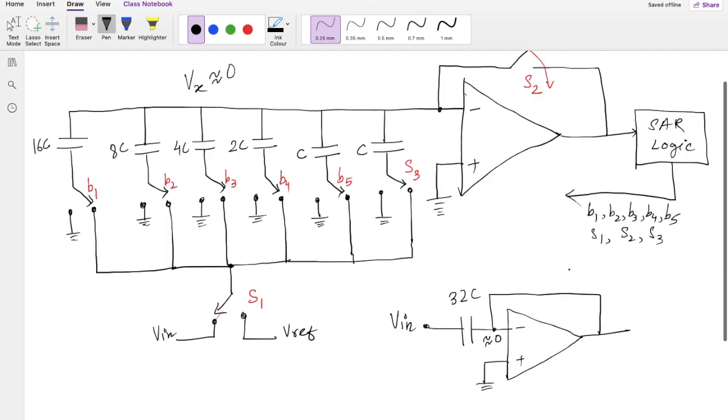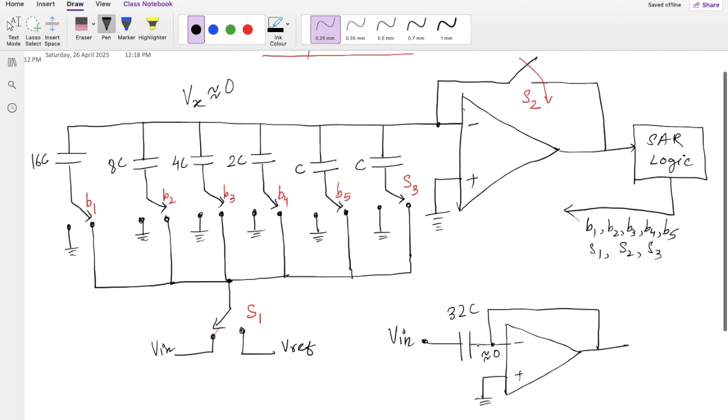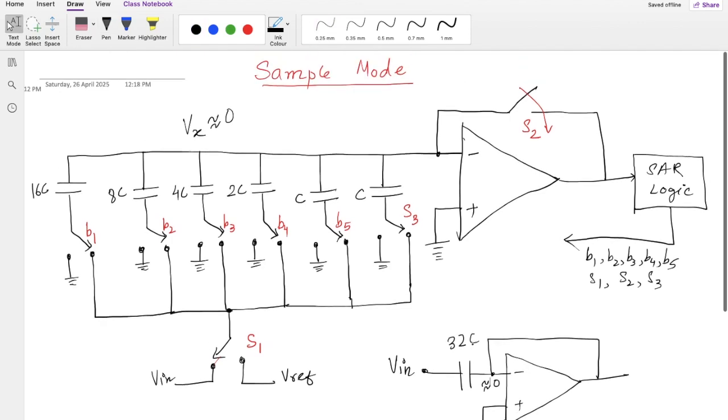I'll suddenly open the switch and then release the Vin, and of course we'll connect it to some other voltage that we'll see. So I will just open the switch. As a result, whatever the voltage or the charge that this capacitor has stored will be held in this capacitor. That is the next stage: after the sample, we'll have the hold mode.